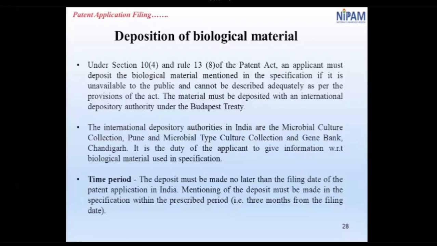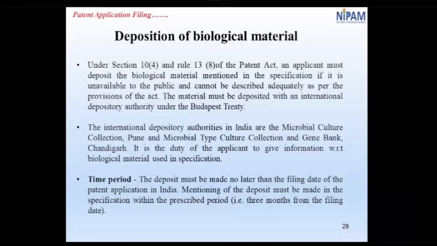Biological deposition means that if you are doing research particularly in the microbiological field, and a particular microorganism is involved in your invention, you have to get the deposition. But the deposition cannot be made later on. That means after the due period, after you file the patent application, you cannot make the deposit.